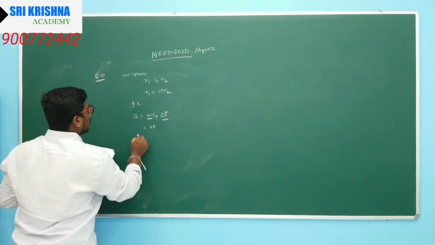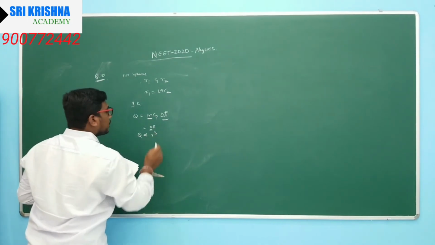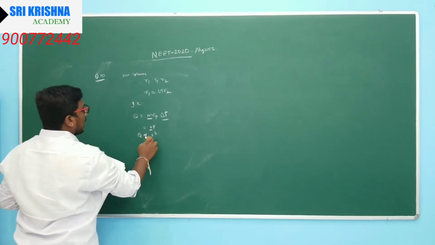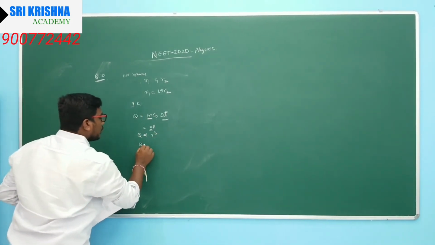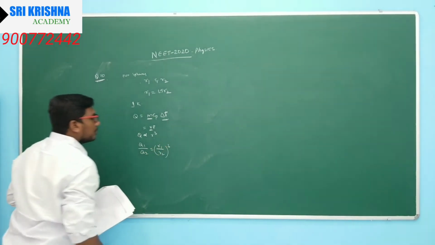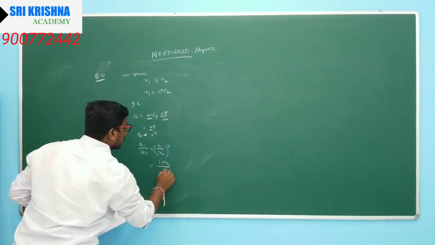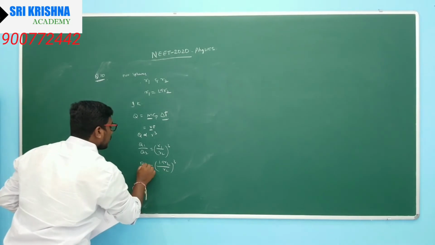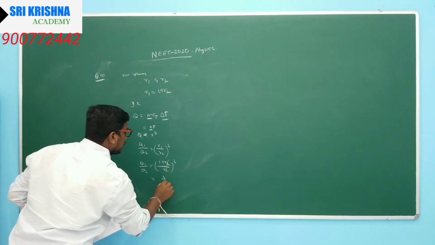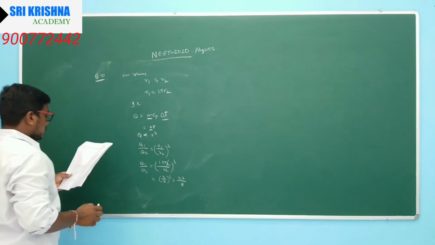So here Q is proportional to the volume, that is r cube. Volume of a sphere is 4 by 3 pi r cube, right? So it is directly proportional to r cube. So Q1 by Q2 is r1 by r2 whole cube. Upon substituting the relation, 1.5 r2 by r2 whole cube, you will get 3 by 2 whole cube, that is 27 by 8. So the option is the fourth option.